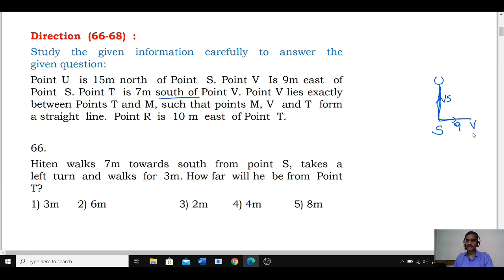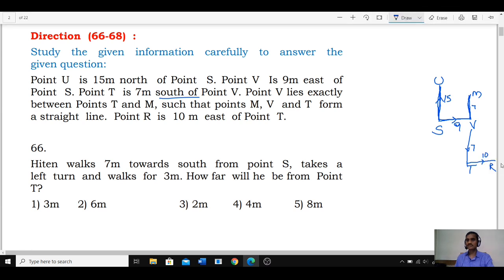T is 7 meters to the south of V. From here, T is somewhere here, which is 7 meters to the south of V. And V lies exactly between T and M. Now V is exactly between T and M, which means the distance between V and M must also be 7 meters, because it is exactly between. V sits exactly between T and M such that M, V and T form a vertical straight line. R is 10 meters to the east of T. From here, R will be here. Clear now? And this is the final arrangement we have.